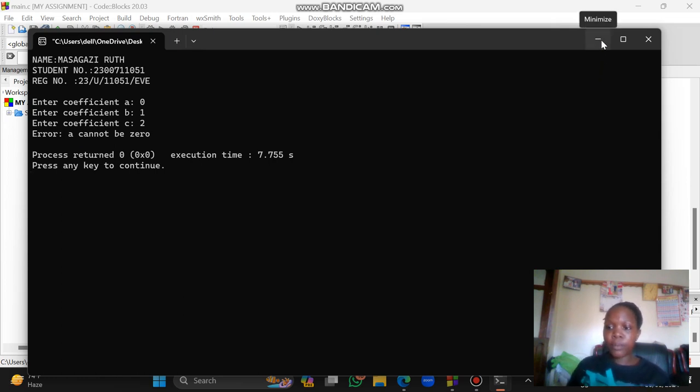In summary, the program takes coefficients of a quadratic equation from the user and calculates the discriminant to determine and print the real roots or complex roots.